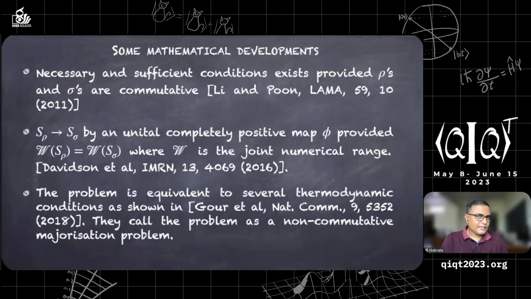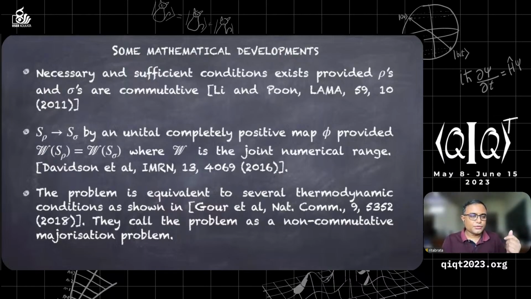Then around the same time, Gour, Gold and Francesco Buscemi and several other people were looking at the same problem from thermodynamical principles. I can explain what they did in two to three minutes. The point is the following. You have the rho i's and sigma i's, and you put in a tag.